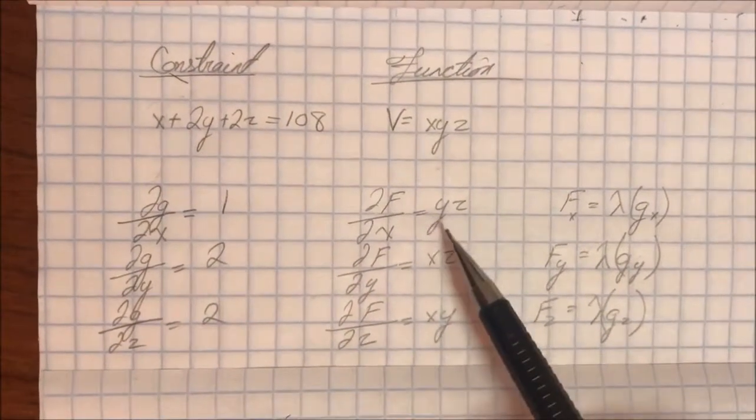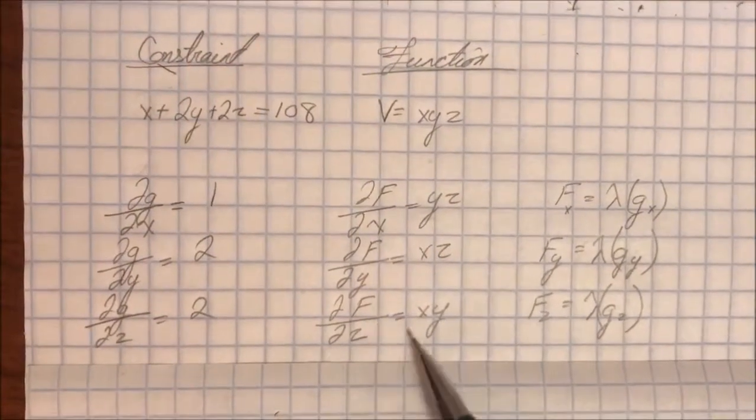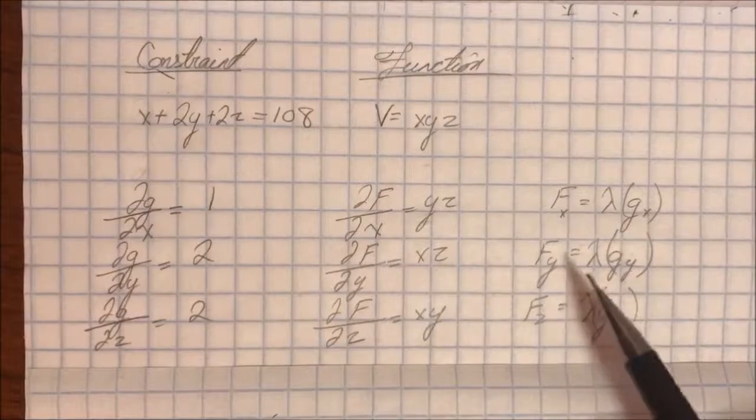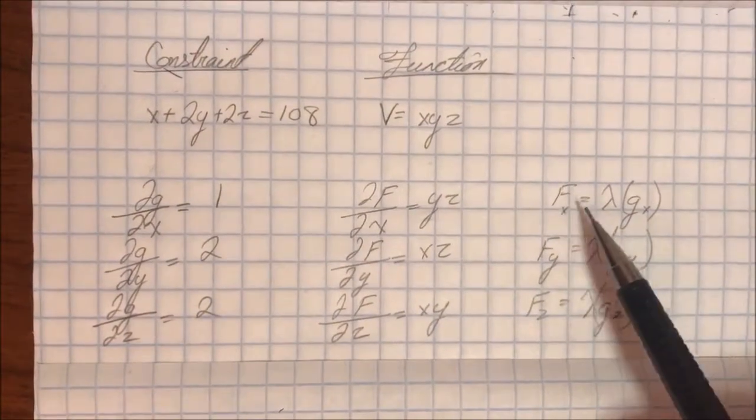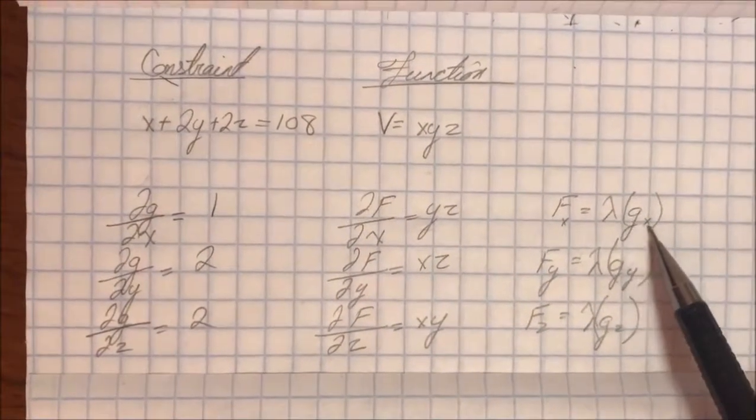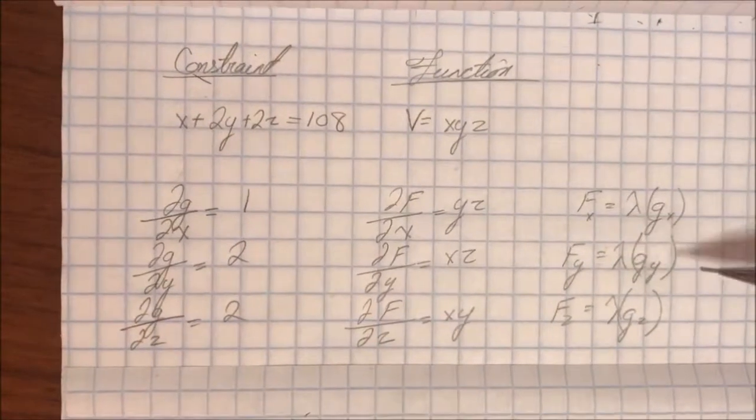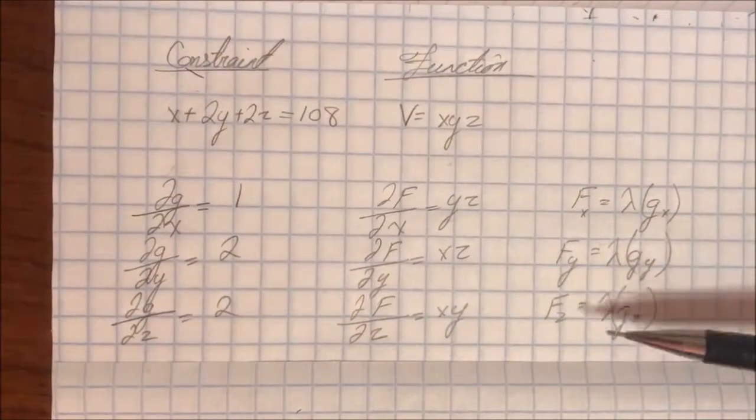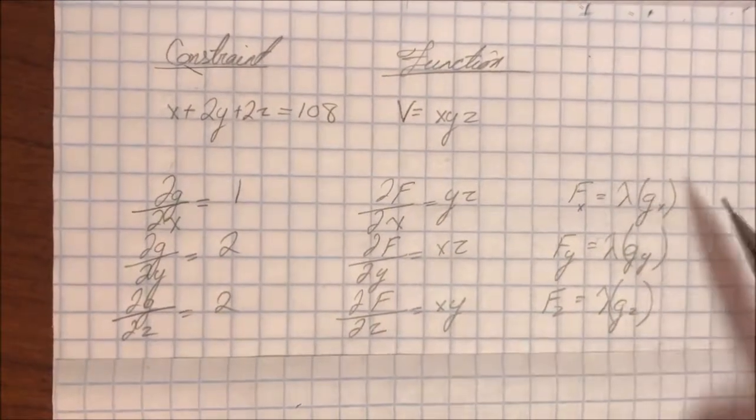For the function, in terms of x is yz, in terms of y is xz, and in terms of z is xy. And then we want to use the Lagrange function, which is the function partial of x equals lambda times g partial of x. Same thing for y, function partial of y equals lambda times g partial of y, and function partial of z equals lambda times g partial of z.